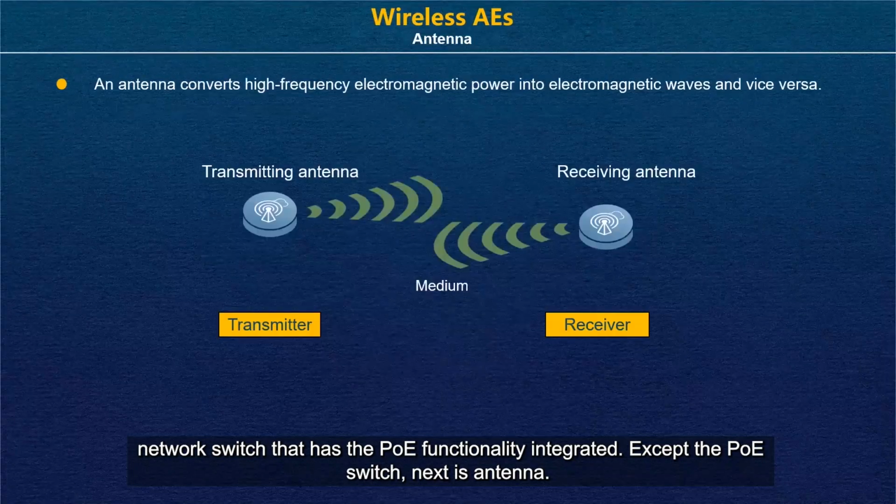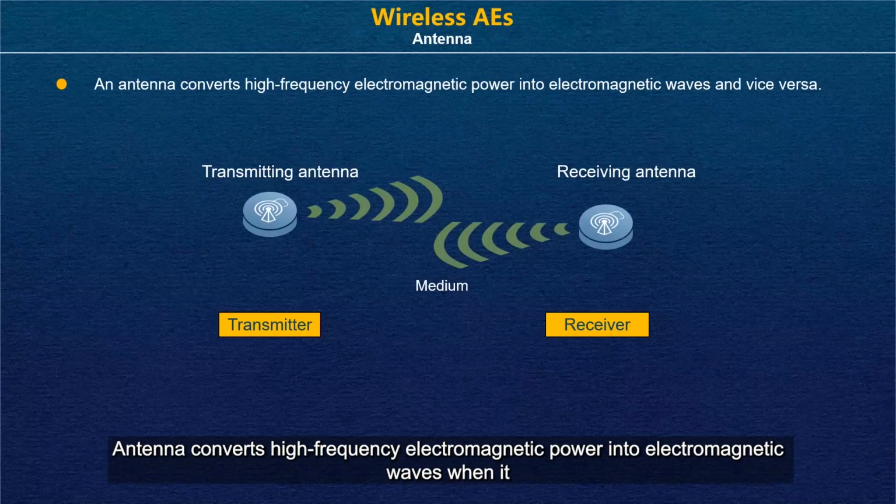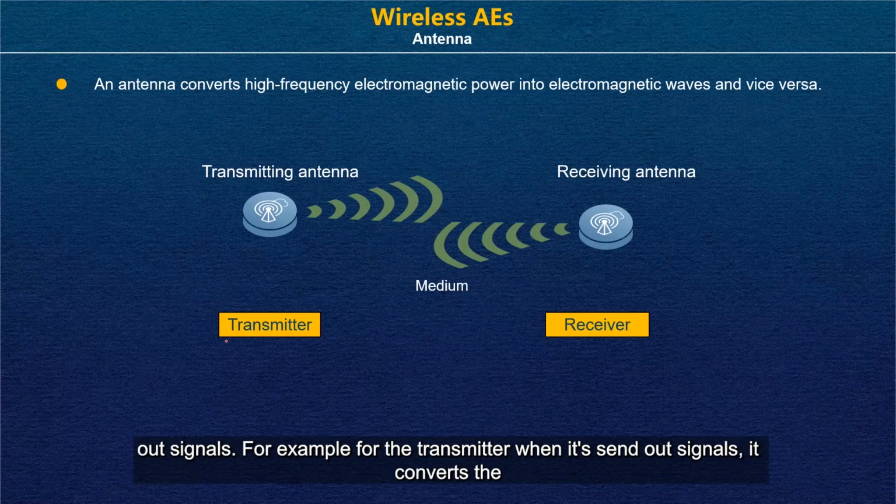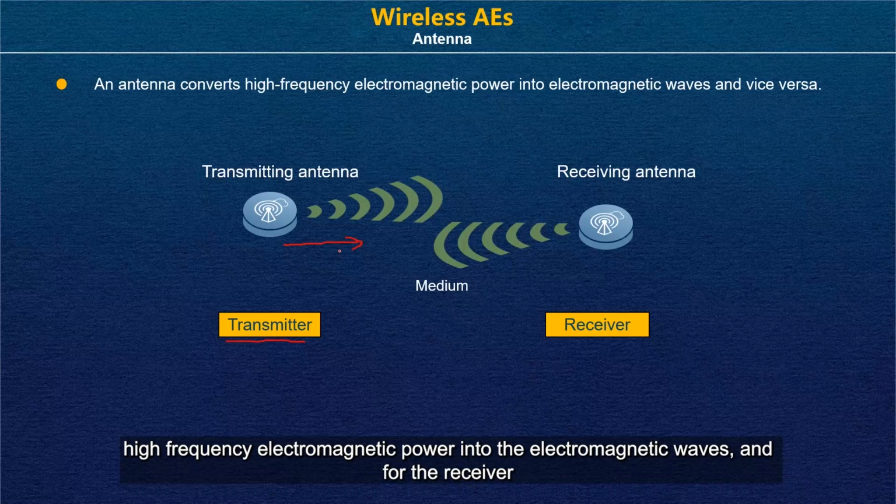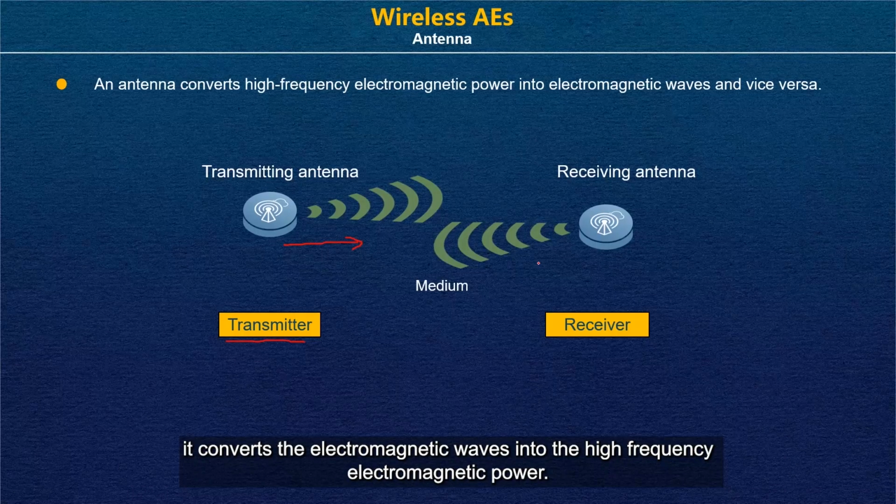Except the PoE switch, next is the antenna. An antenna converts high-frequency electromagnetic power into electromagnetic waves when it sends out signals. For example, the transmitter, when it sends out signals, converts the high-frequency electromagnetic power into electromagnetic waves. And the receiver converts the electromagnetic waves into high-frequency electromagnetic power.